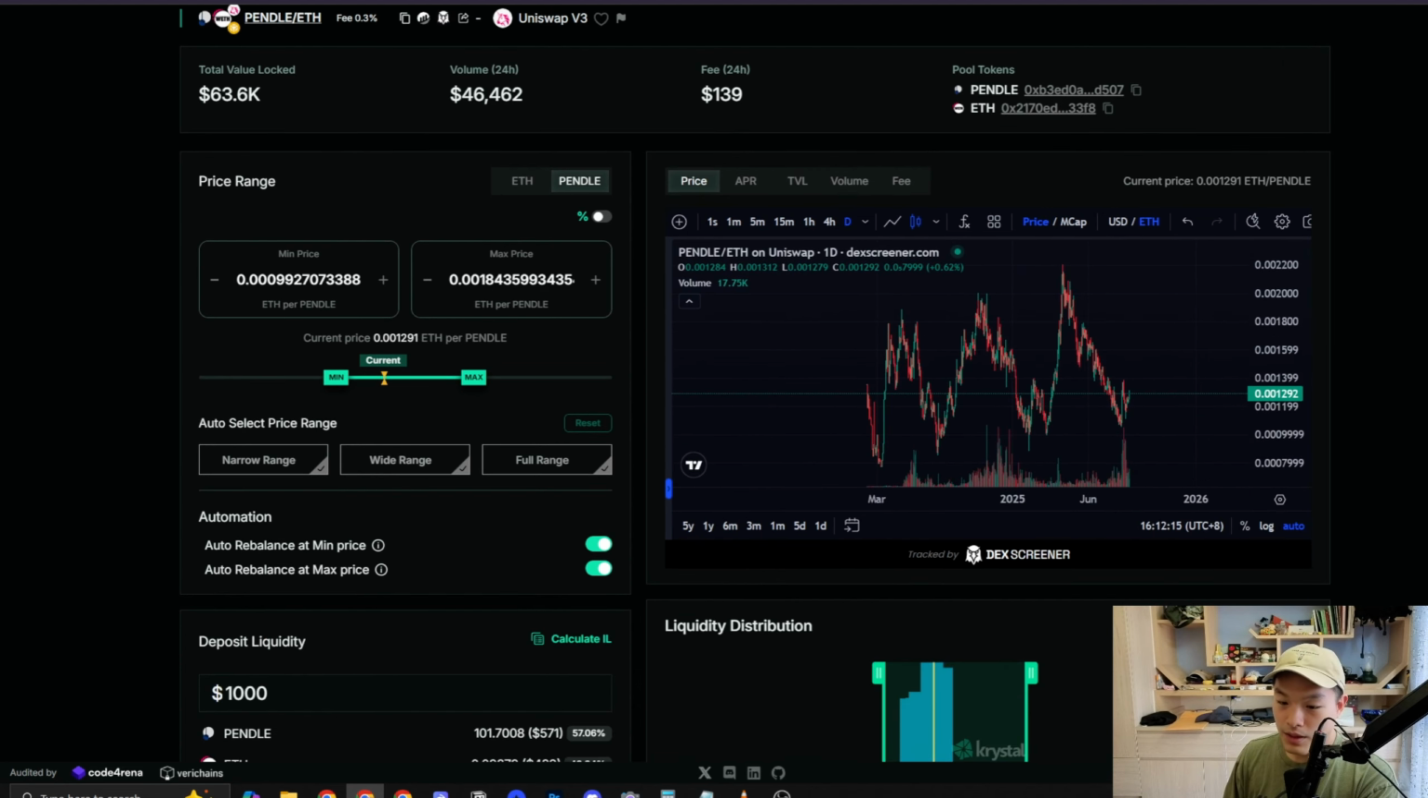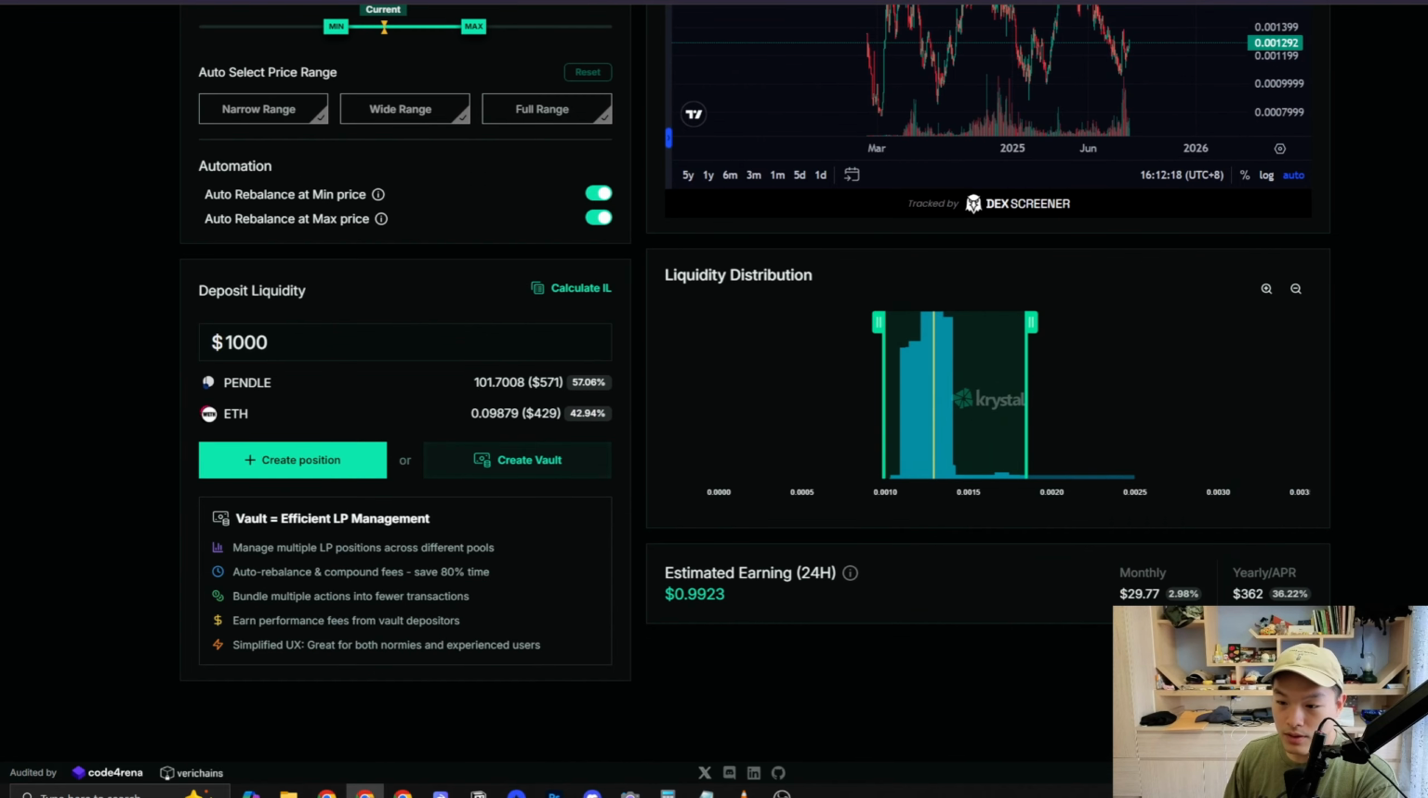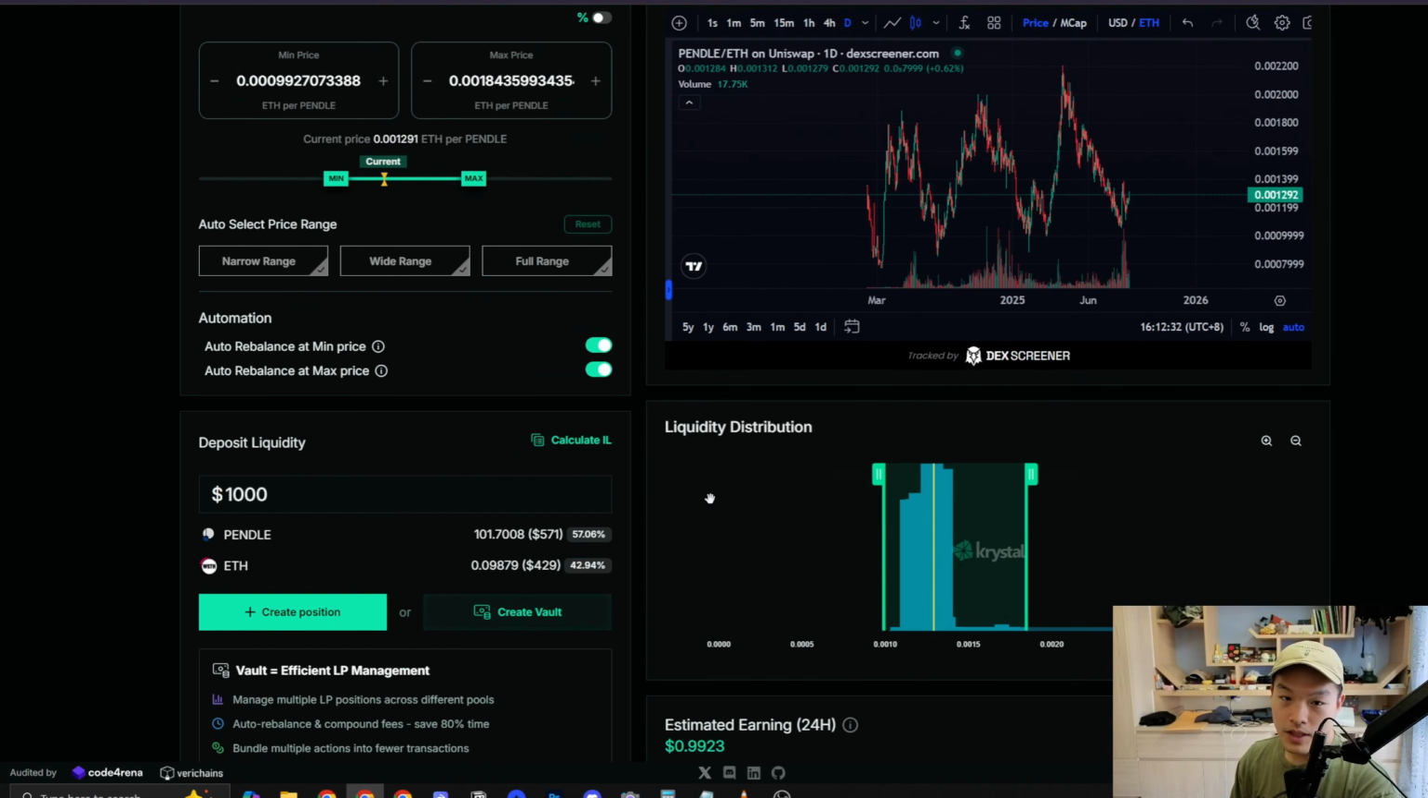I'm currently in the Pendle to Ethereum pool as well. But here what you guys can see is that this pool is quite concentrated. I talk about how the shape would look like a tall mountain, right? This is what we see here. So the APR for this pool might not be as good.